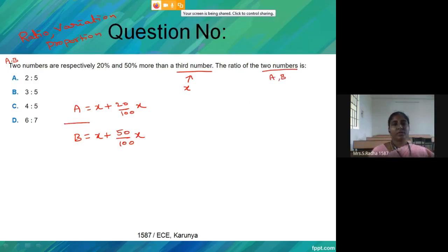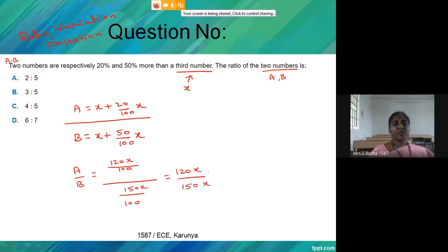Now straight away you can go with this ratio. a by b is nothing but, in the numerator, if you make 100 as LCM, it becomes 120x. And in the denominator, again with 100 as LCM, it is 100 plus 50, 150x. We are getting 120x divided by 150x. So the 0 can be cancelled, x also gets cancelled, 12 by 15. If you cancel with 3, it is 4 by 5. 4 is to 5 is the ratio of the two numbers.